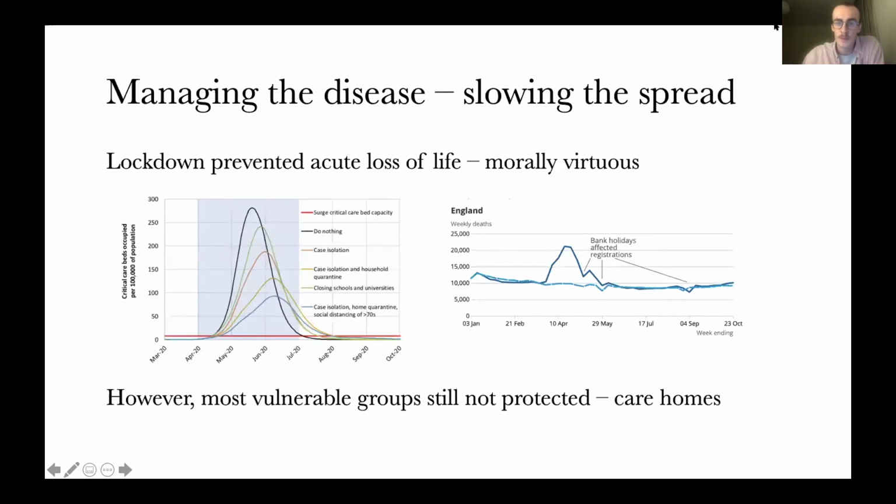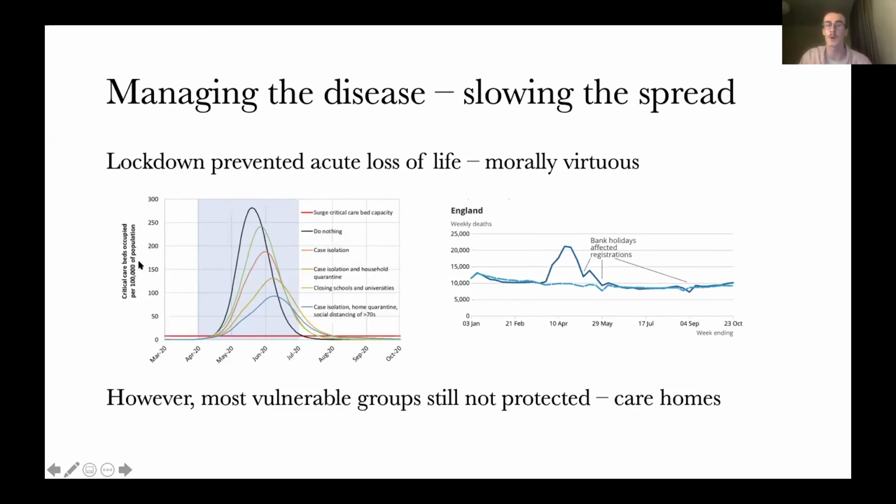So with respect to managing the disease, the first part is obviously slowing the spread. As the Imperial report predicted, this is the graph I put here on the left, we were facing a quite phenomenal and quite hard to imagine loss of life, really.